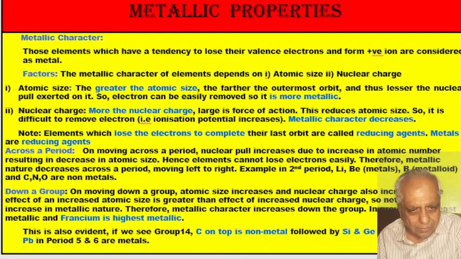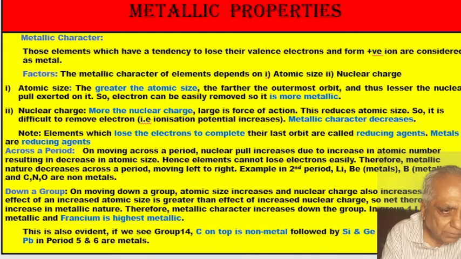Now this is also evident if we see group 14. Carbon is on the top, second period. Then comes silicon and germanium. Now carbon is a non-metal, silicon and germanium are metalloids, and below that are tin and lead, which are metals. So metallic character increased. Top was non-metal, then came metalloids having properties of both, and then we got tin and lead, which are metals. Is it all right?